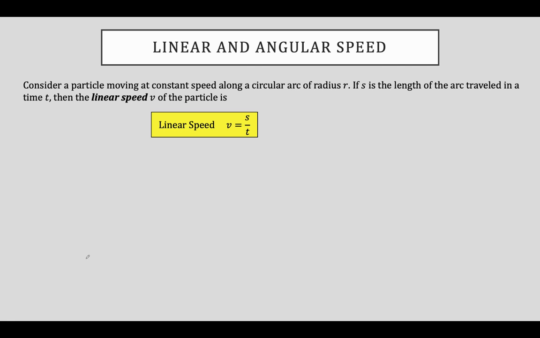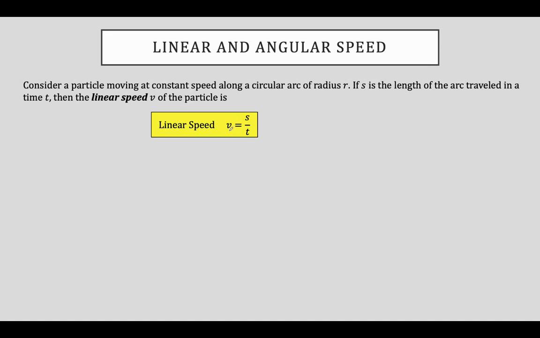Let's now talk about linear and angular speed. We're going to relate the speed of objects that have circular motion. Consider a particle moving at constant speed along a circular arc of radius r. If s is the length of the arc traveled in time t, then the linear speed v of the particle is given by the equation v is equal to s over t.